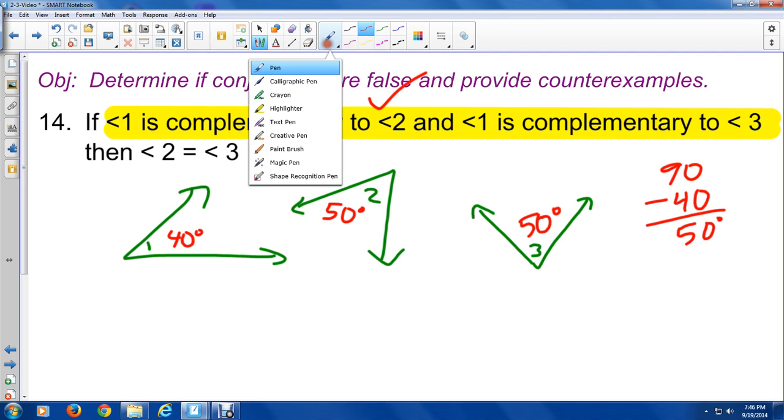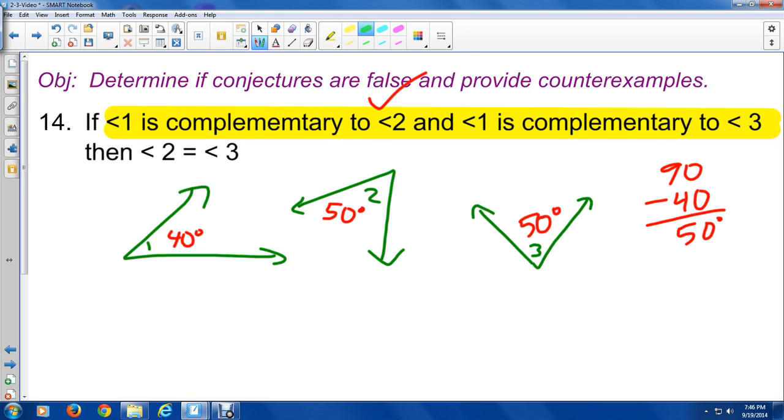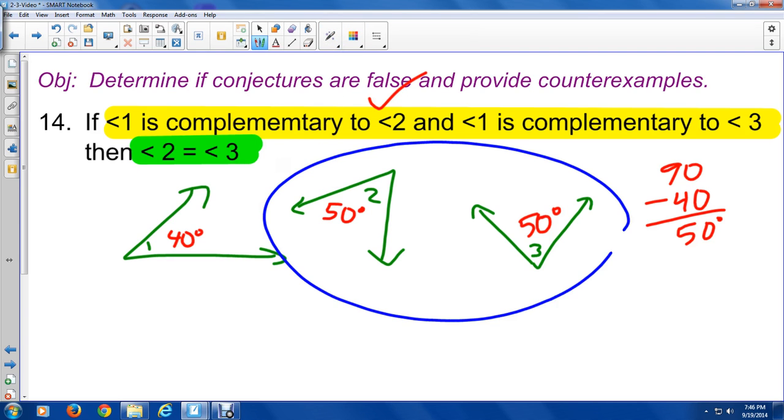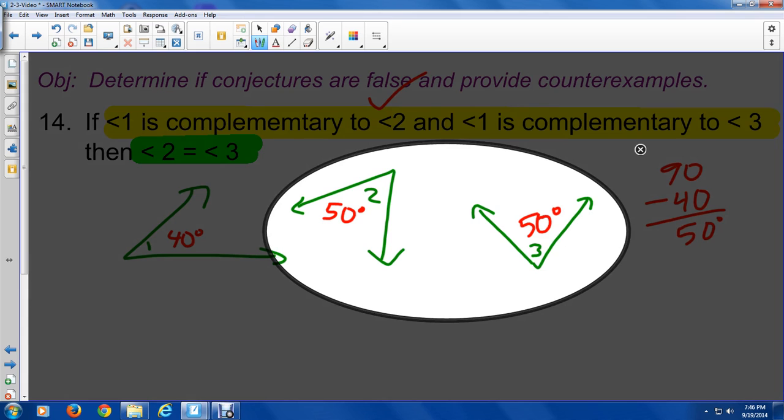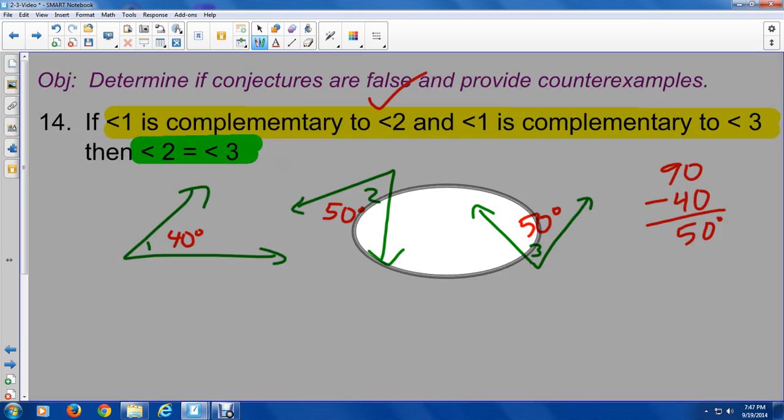Does the conclusion follow? Conclusion states that angle 2 is equal to angle 3. So I'm going to find angle 2 and angle 3. Angle 2 and 3, there they are. And in this case, both of mine were 50 degrees. Did I come up with a counterexample? Nope. I came up with a good example of showing it true, but one example is not enough to show it true. So how am I going to show it true?